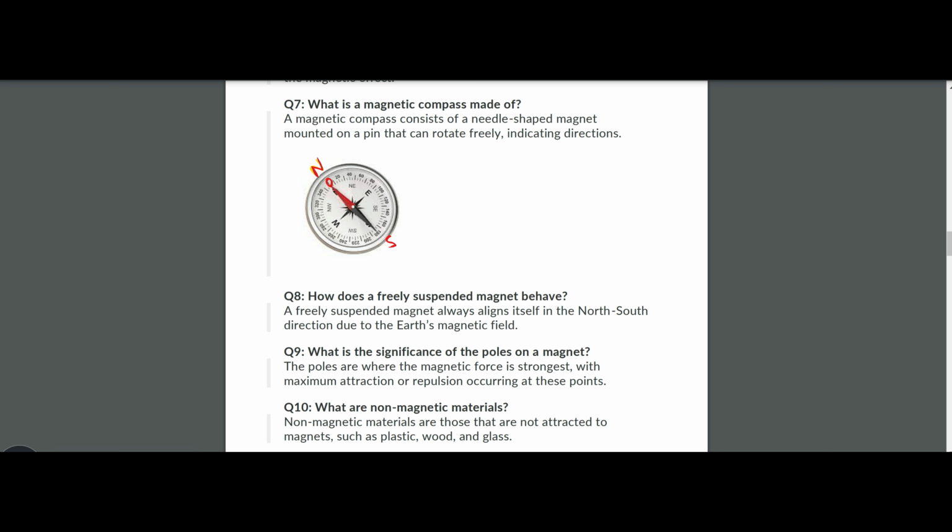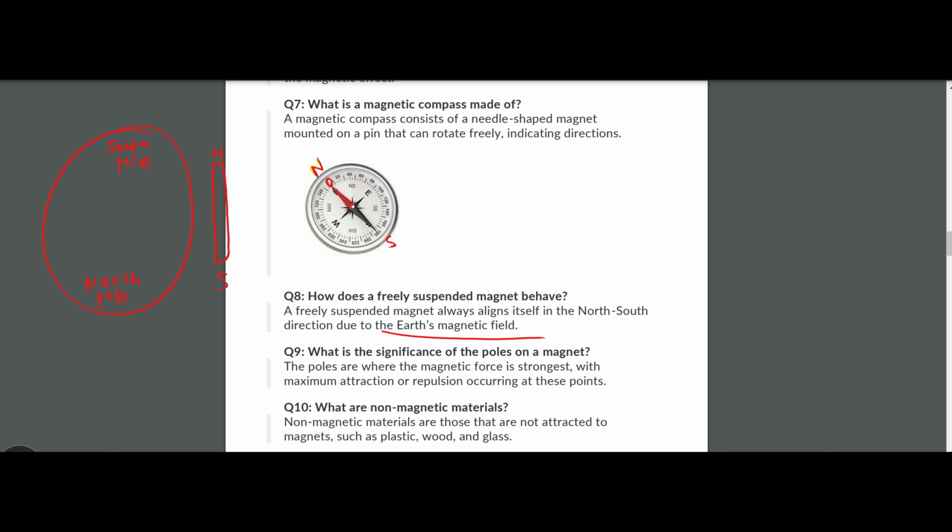How does a freely suspended magnet behave? When you suspend a magnet freely, it will align itself in the north-south direction due to Earth's magnetic field. Okay, why is it aligned towards the north-south direction? For example, let us assume this spherical ball is the Earth, with the south pole here and the north pole here. When you hang the magnet, what happens? This magnet aligns itself in the direction like this, north and south.